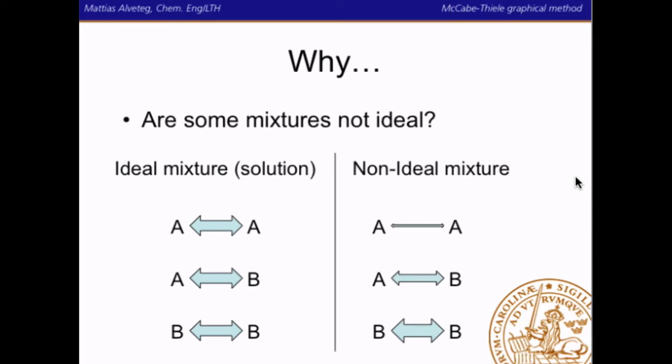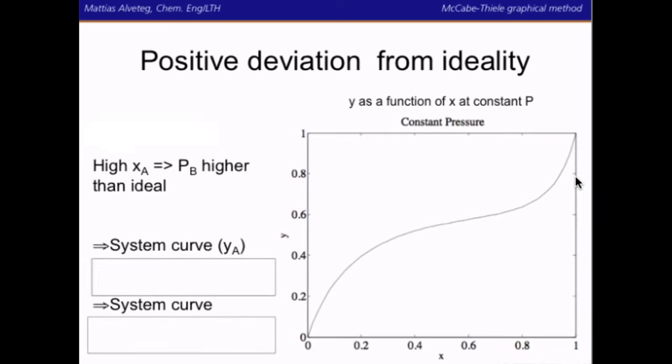So for example, the forces between the B molecules might be much stronger than the forces between the A molecules. This means that for a mixture to be ideal, the molecules must be very similar to each other. If we have positive deviation from ideality, this means that the partial pressure of B will be much higher than ideal at high compositions of A, or low compositions of B, that is.